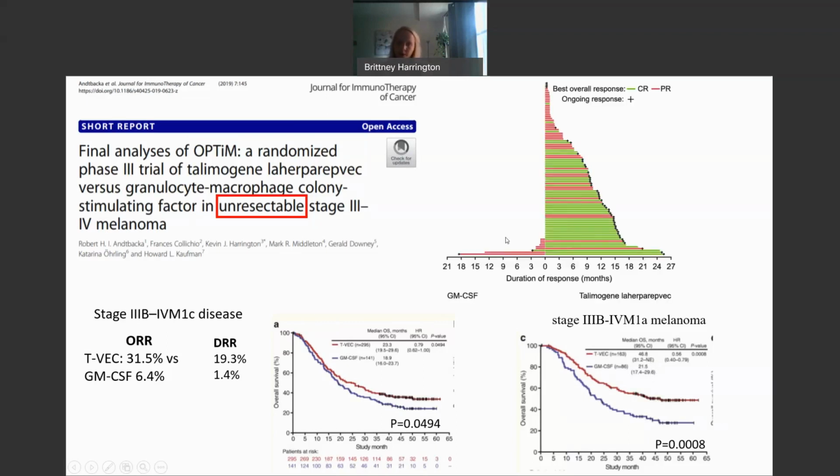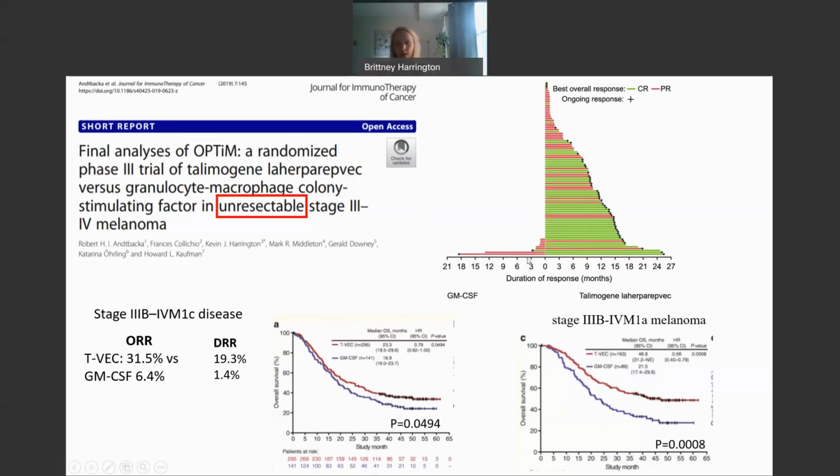I also want to show this waterfall plot. So another important way to determine clinical response is not just looking at survival, but looking at duration of response.